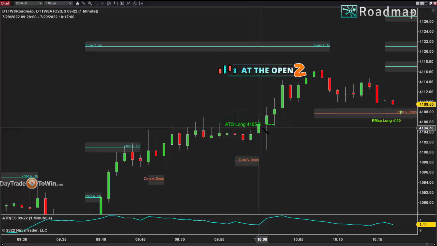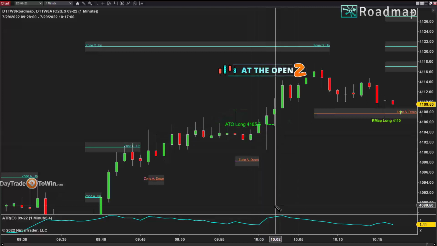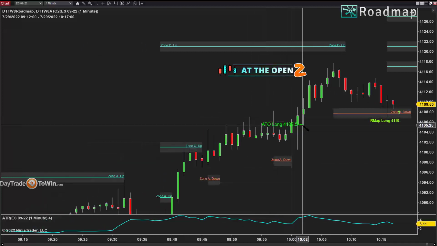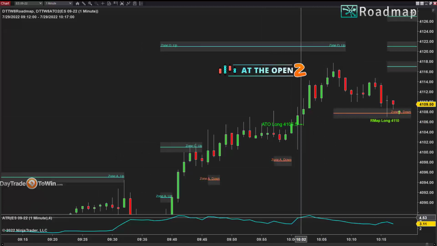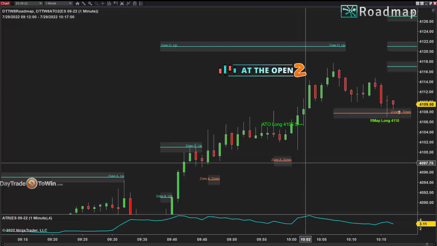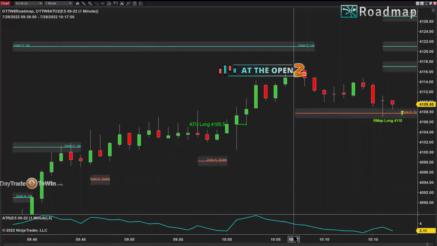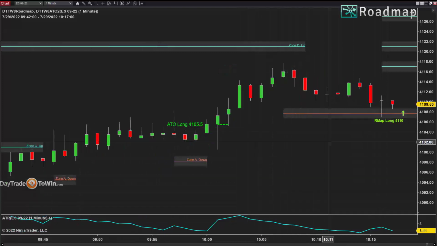It's the at the open 2 software. That's a once and done type of trade. From here, the market moved about 12 points, and the ATR, let's take a look, about 4.25. So a good 4-point trade. I think a solid 4-point trade. Looks good to me.